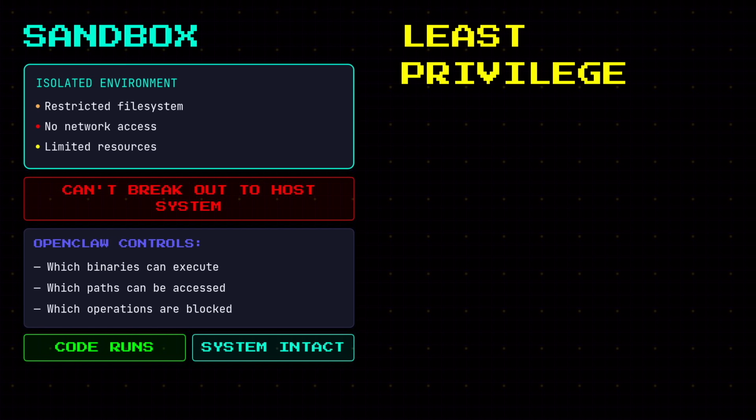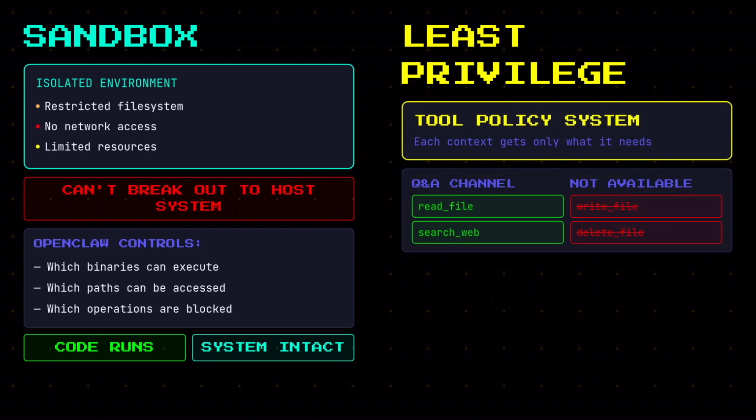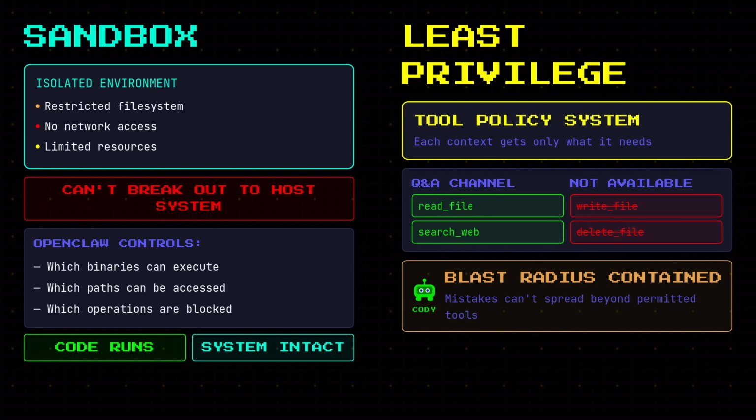Least privilege. Only give the agent the tools it needs for its current task. OpenClaw's tool policy system handles this. Different contexts get different tool sets. A conversation channel that only needs to answer questions doesn't get file write access. The blast radius of any mistake stays contained.